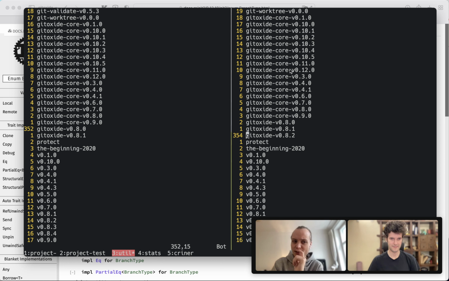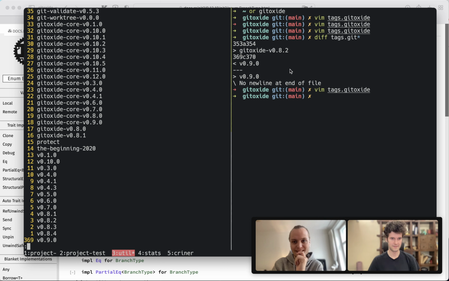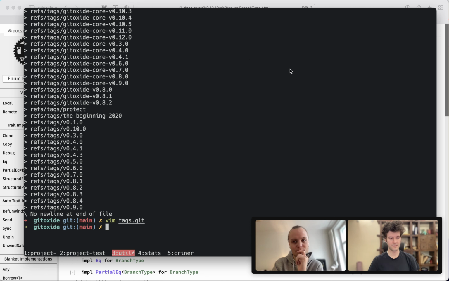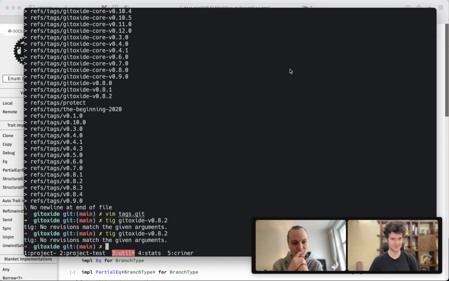And why is that not being picked up by Git? I have a hypothesis. Git says it's an idiot, but it's actually pretty smart. Git Oxide is more of an idiot right now. Oh, that's interesting. So I think Git must make a validity check of some sort.